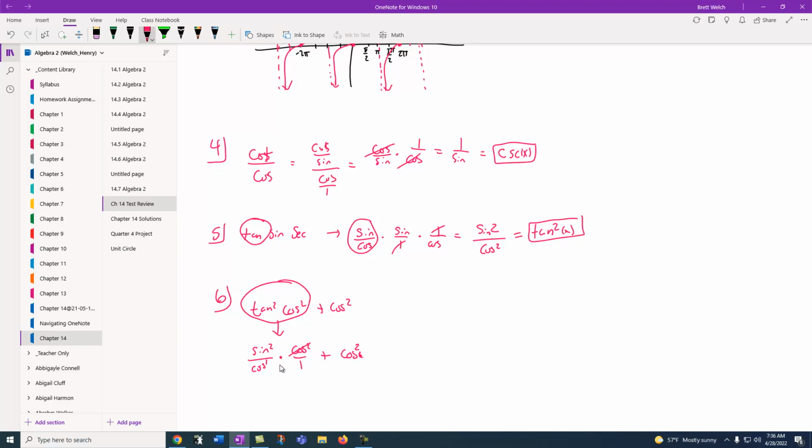Well, here I notice that a cosine squared is going to cancel a cosine squared. So over here on the left, I have a sine squared, plus cosine squared, and that looks very Pythagorean. If you look at the Pythagorean identities for that, it's equal to 1.